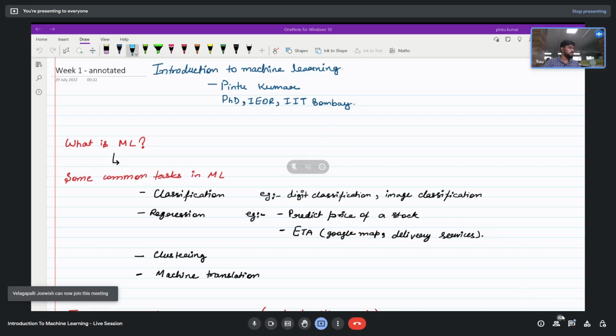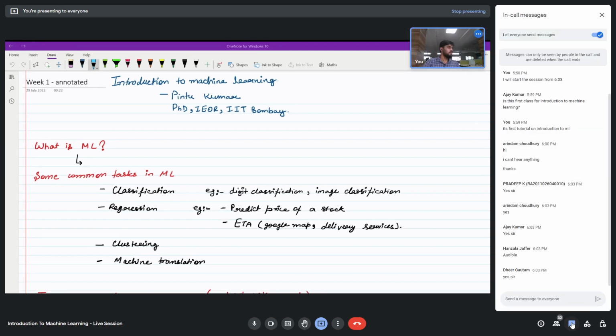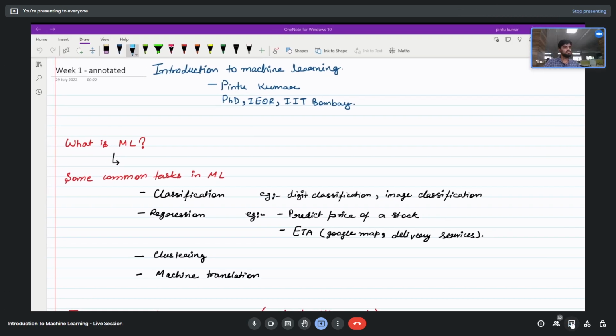Right now, I have disabled the mic option for you. If you have any doubt, you can type it in the chat box, and I can enable the mic for you if you want. Then, so today I'll try to cover 3 broad concepts.